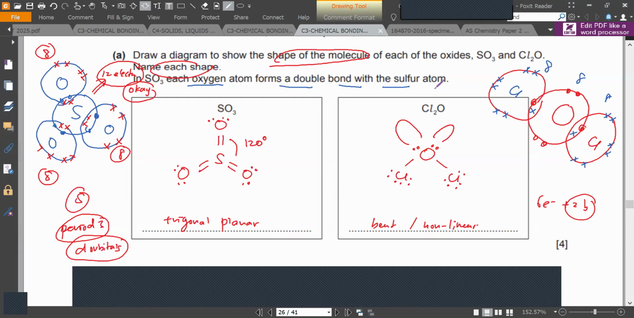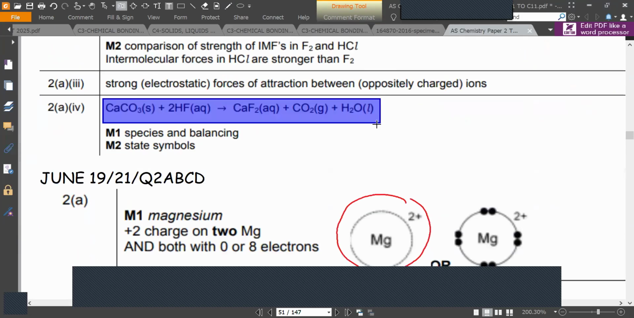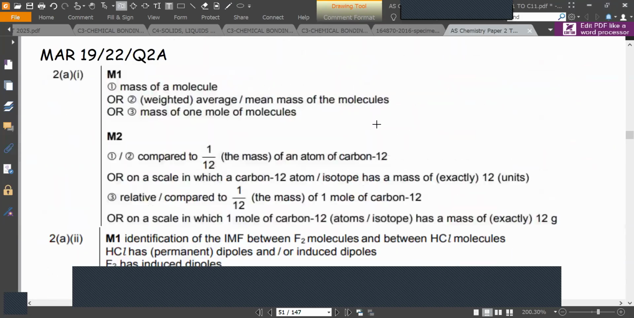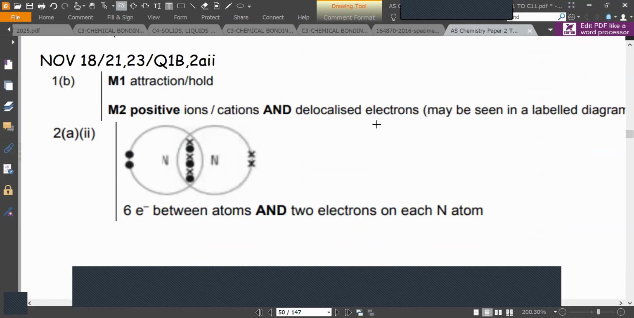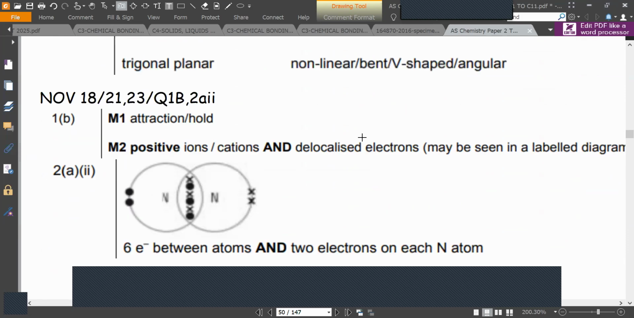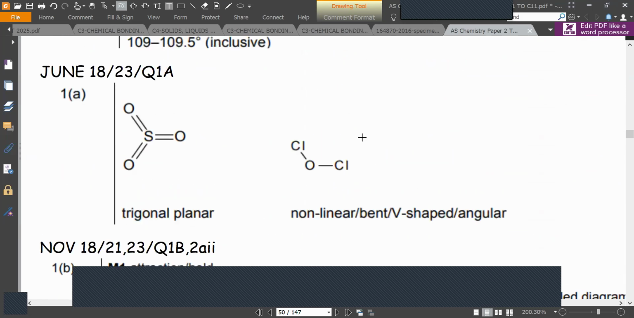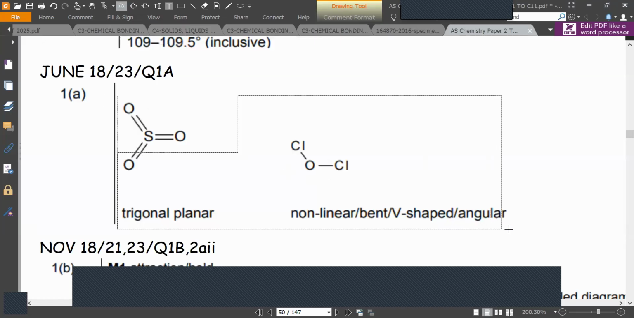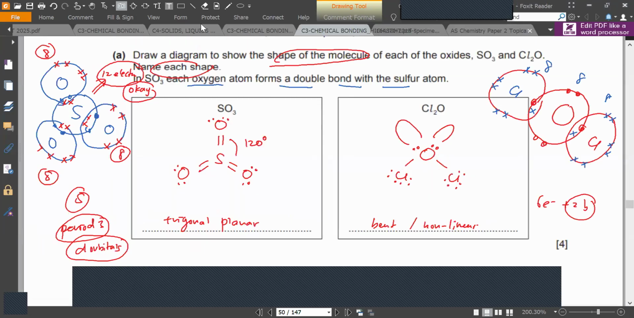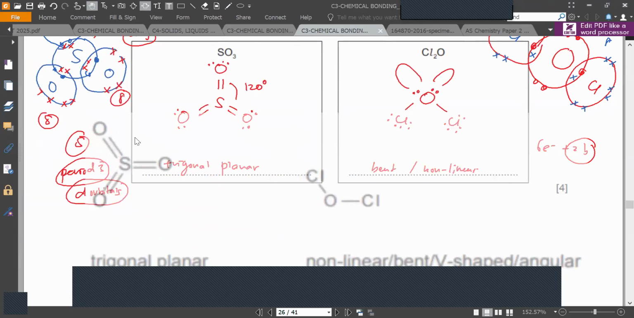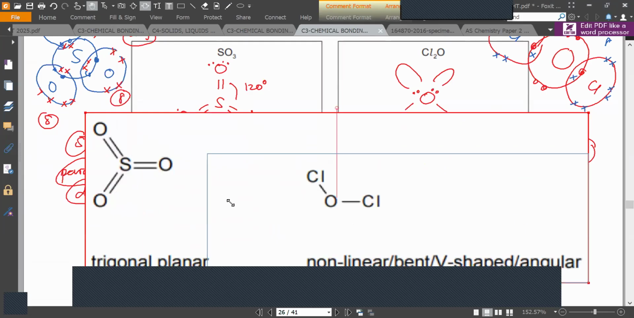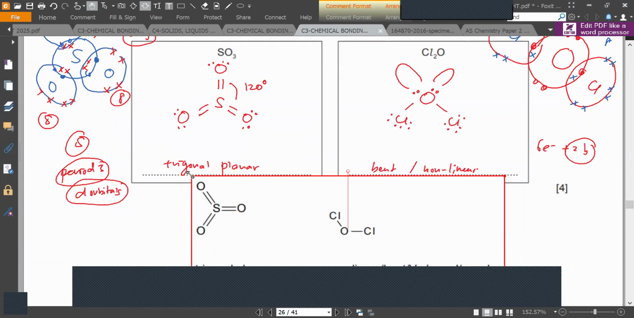Let's check our answers. So this one, nitrogen, no problem. So we got the correct answer. We just need to know how to analyze the situation to get the correct answer.